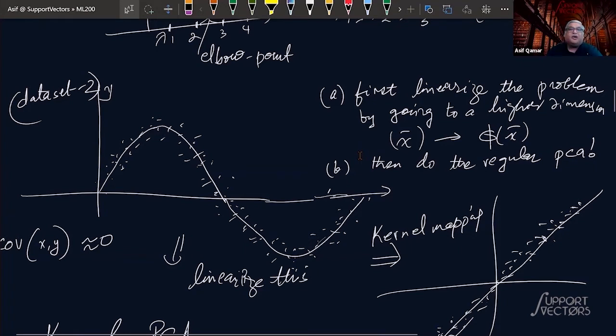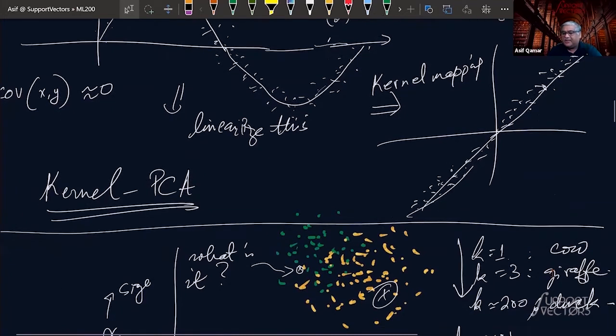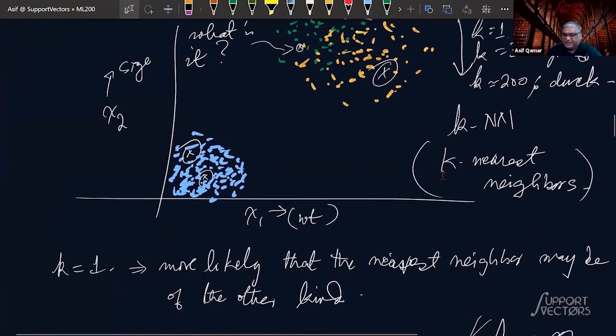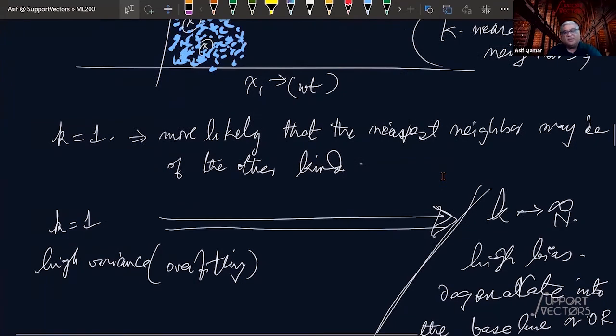You can go to another space. You can use the kernel mapping, go to another space where the data gets linearized. So you apply a kernel mapping to go to that space. Once it is linearized, then if you're lucky, you can then do PCA in that space and actually come to a lower dimensional space, right? Which is why I mentioned that it is a good idea to do kernel PCA.